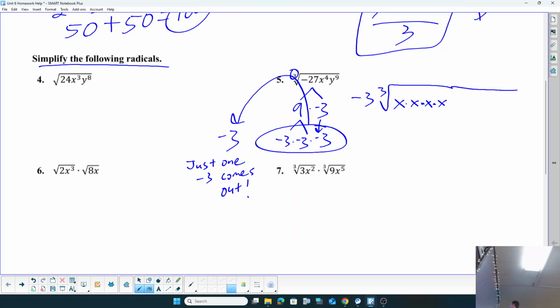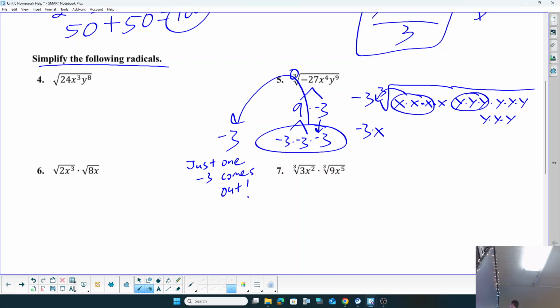And then how many y's do we have? 1, 2, 3, 4, 5, 6, 7, 8, 9. Yeah, so remember we want triplets to come out. We want triplets. And so we have 3 x's. So one of those can come out. So that'll be -3 times x.